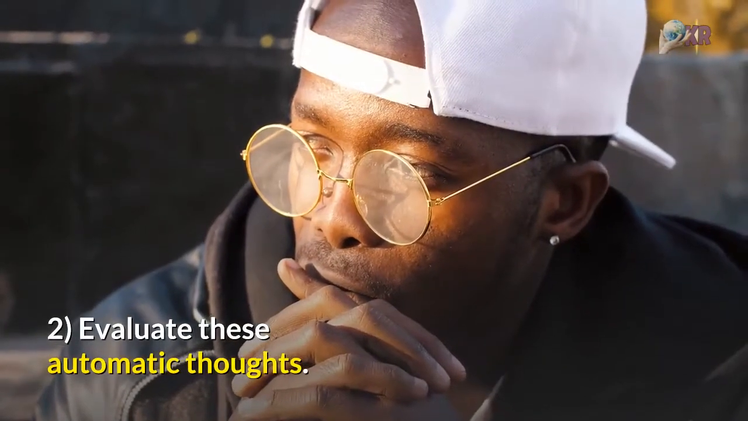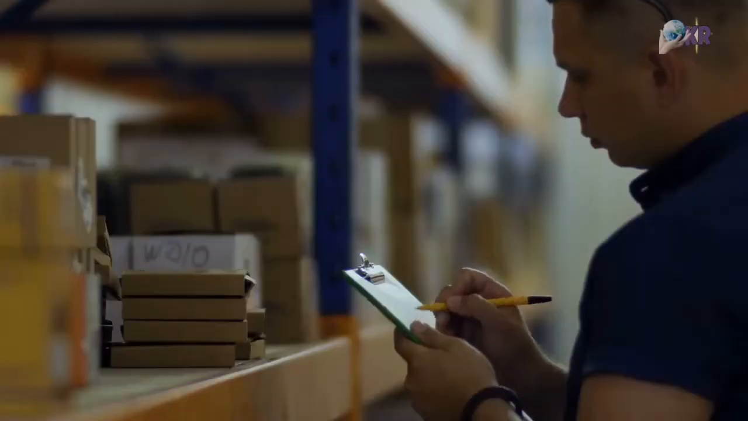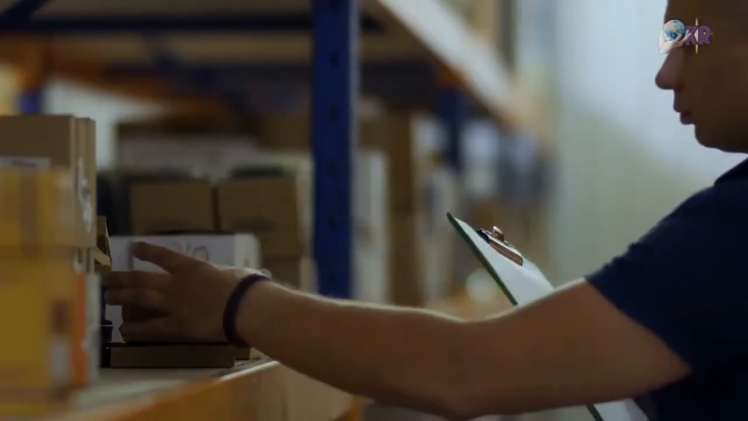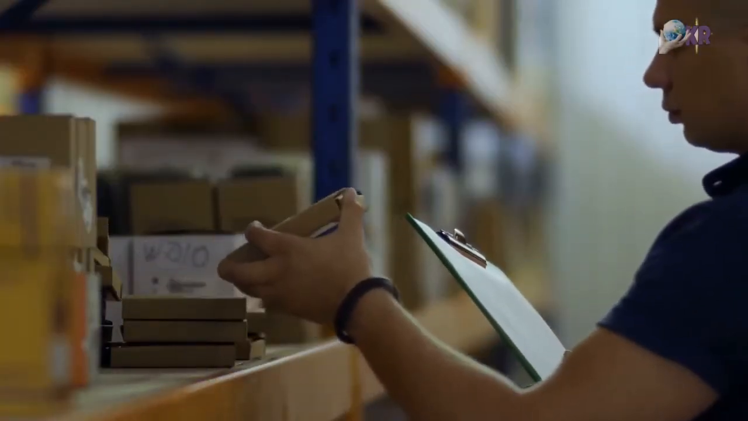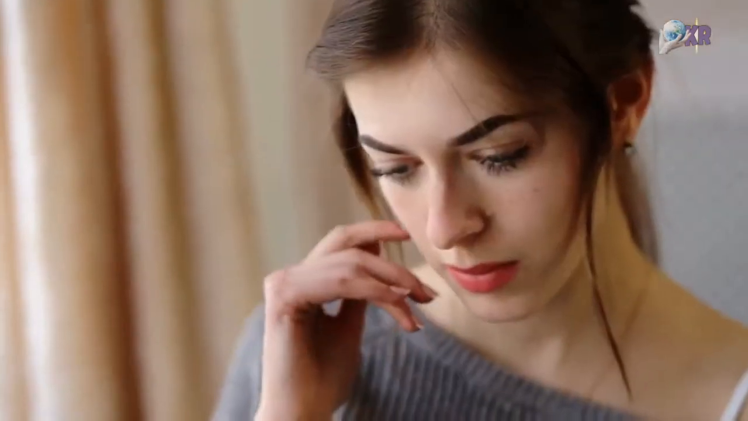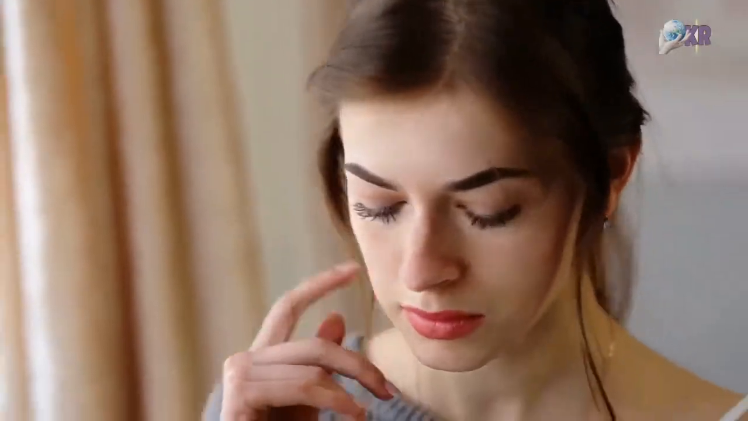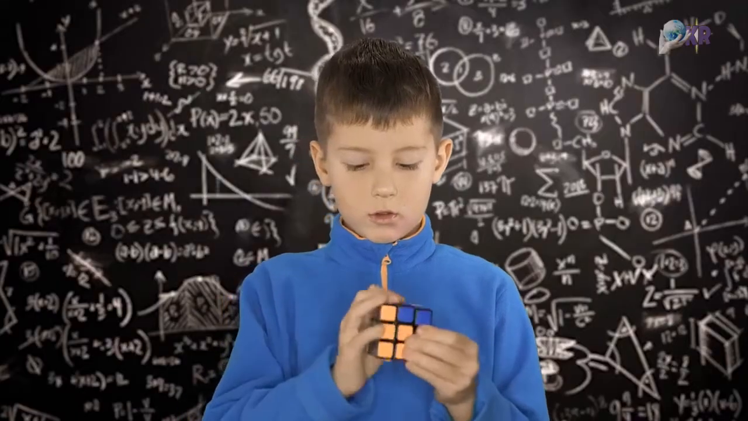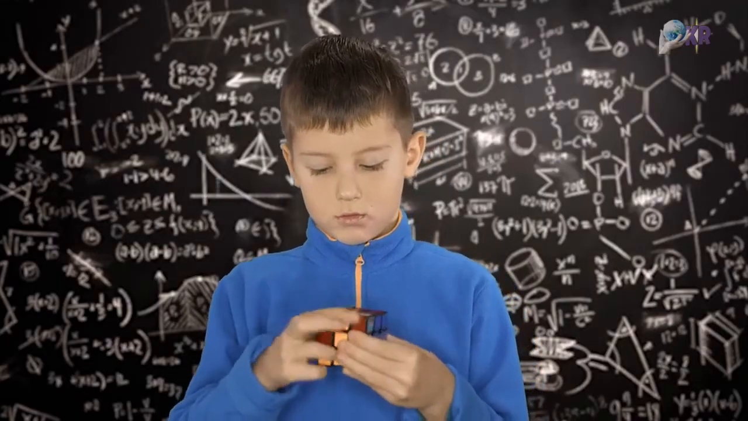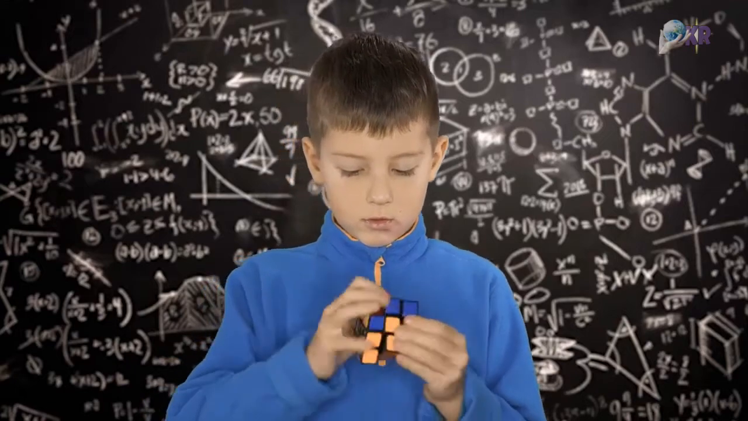2. Evaluate these automatic thoughts. After taking an inventory of your thoughts, you need to sort out the rational thoughts from the irrational ones. This process should be pretty straightforward, as the irrational thoughts are usually driven by emotion. If there is any logic for having an irrational thought, it is either flawed logic or based on false assumptions.